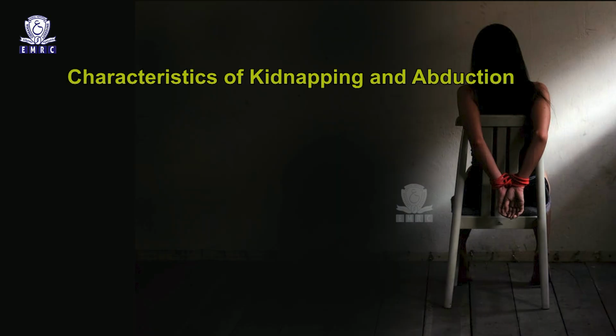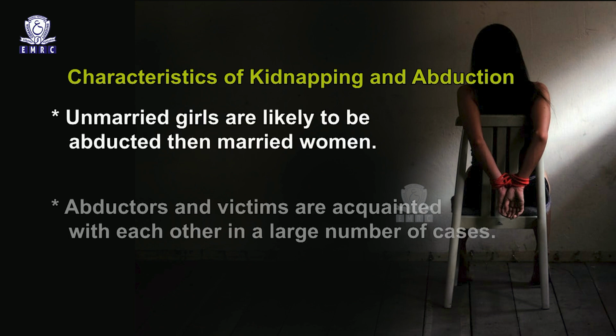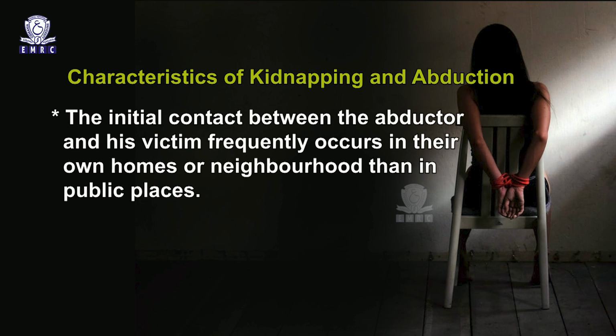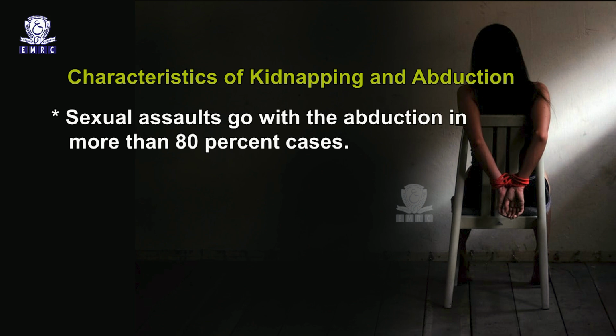Now, what are the characteristics of kidnapping and abduction? First, unmarried girls are more likely to be abducted than married women. Abductors and victims are acquainted with each other in a large number of cases. The initial contact between the abductor and his victim frequently occurs in their own homes or neighborhood rather than in public places. The motive of abduction is sex and marriage. Sexual assaults go with the abduction in more than 80% of cases.